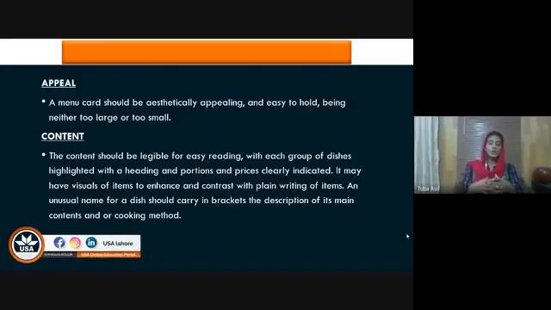Now, how you can add appeal to your menu card? A menu should be aesthetically appealing. It should be very easy to hold. Neither should it be very small to hold, nor very large. There was a time when large menus were in trend, but now there usually is a booklet.